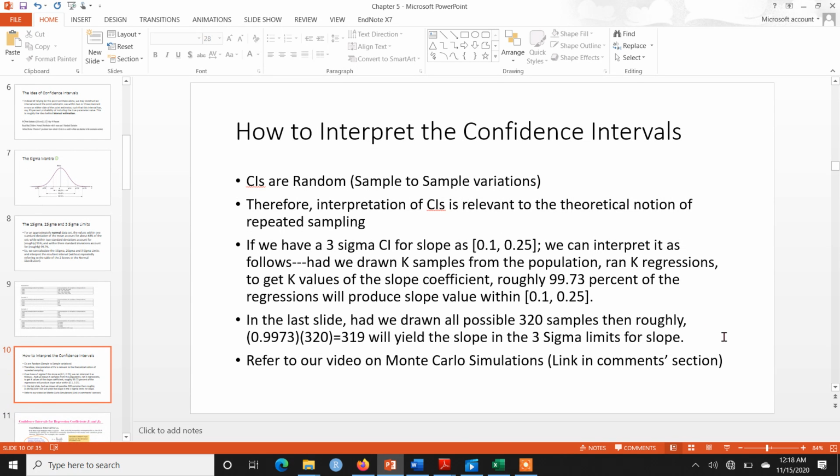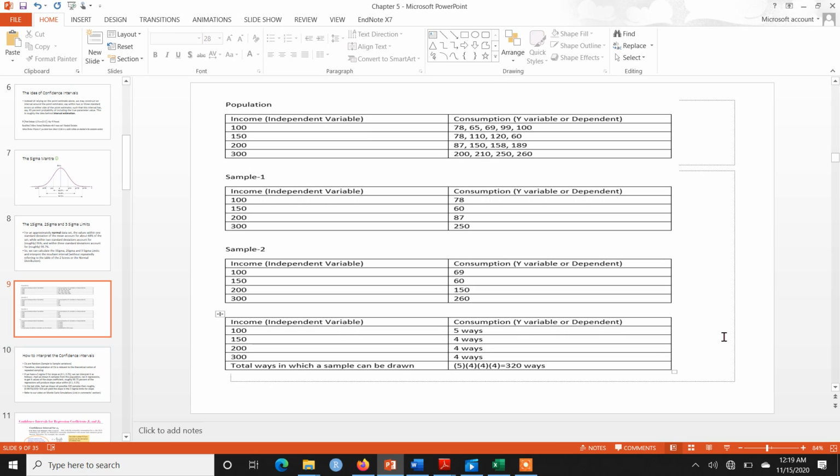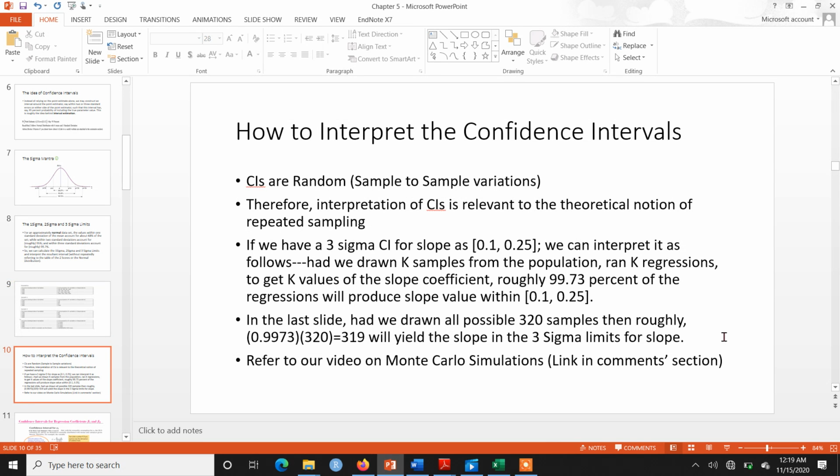Now what does that mean? That means we can have 320 possible values of the slope coefficient and similarly the intercept. Currently I am focusing on the slope, so let me emphasize that we can have 320 different values of the slope coefficient. By this discussion we have established that confidence intervals are random because they depend upon a sample. There are 320 different ways in the last example to make a sample, so there are 320 possible confidence intervals, right? Therefore, the interpretation of a confidence interval is relevant to the theoretical notion of repeated sampling. Now what does that mean?